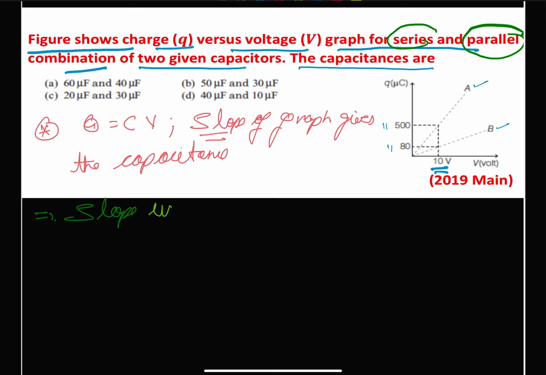Slope will be more for parallel combination. And so it means the A will be representing parallel and B will be representing series. Okay, let us suppose we have two capacitors C1 and C2.